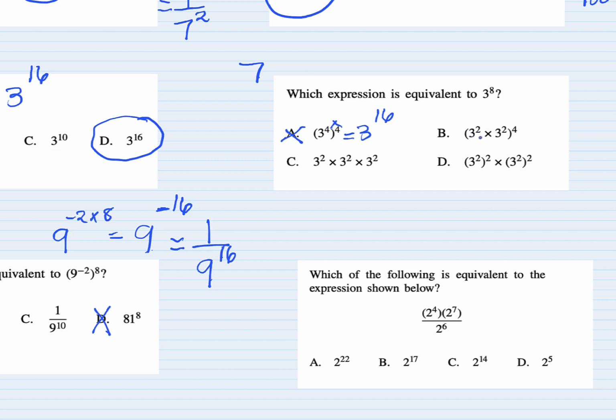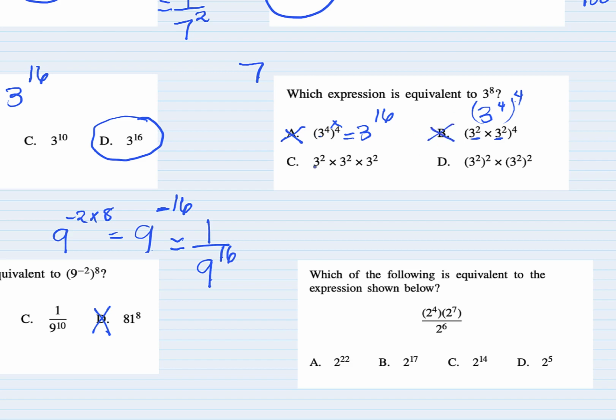When you move over to B, you see 3 to the second times 3 to the second, and then all of that is raised to the 4th. The best thing about this is that what's inside the parentheses match. Their bases are both 3. So you would keep that base and add 2 plus 2, which is 4, right? And then you have the 4 on the outside. So basically, this is the power rule, and we just did that with A and figured out it was 16. So your answer is not B.